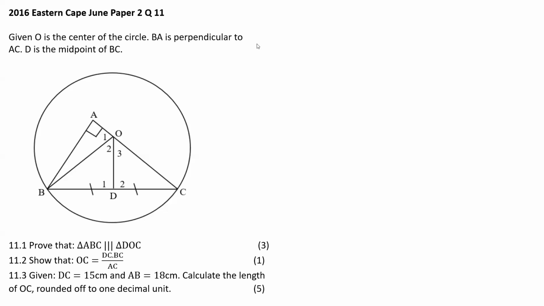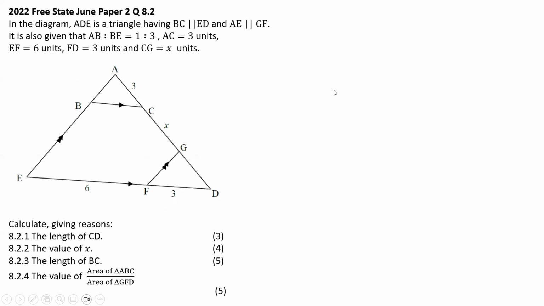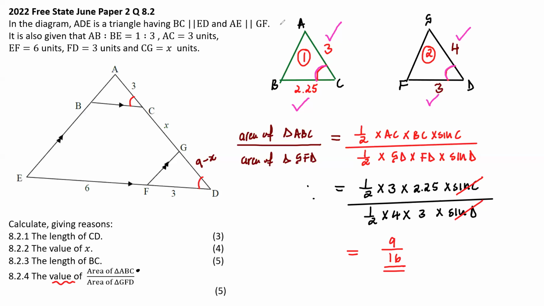Somebody says, "Sir, I was lost when you said sine C cancel sine D." Okay, don't stress. Let me go back a bit just to clarify that. The reason why I said sine C and sine D cancel is because C and D are the same. Imagine if this was 20 and this is 20 degrees. So it will be sine 20 over sine 20. This C and D are the same, so they will eventually cancel out. So that's the idea behind that question.